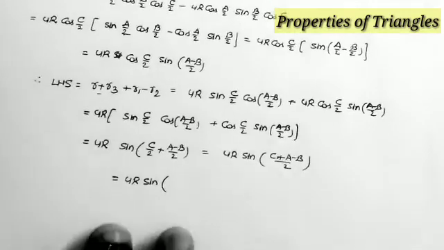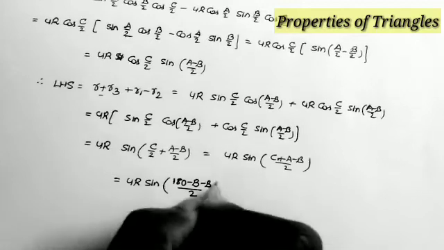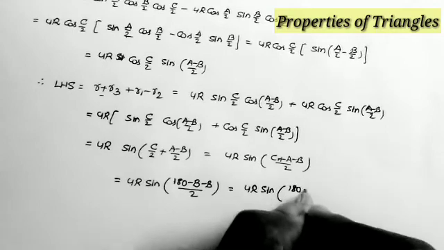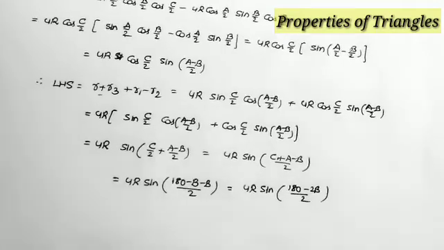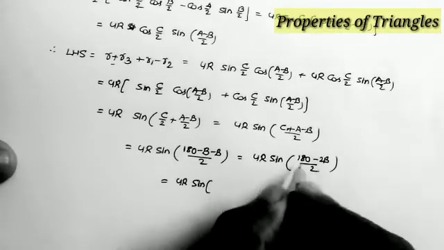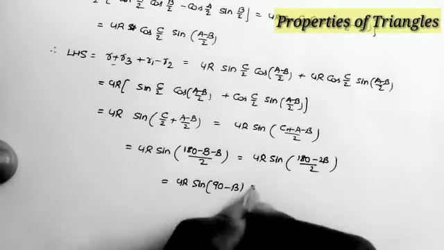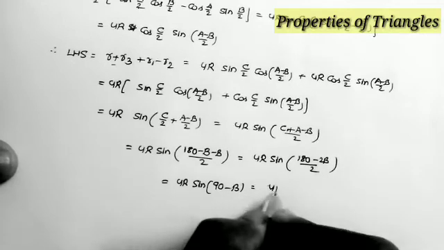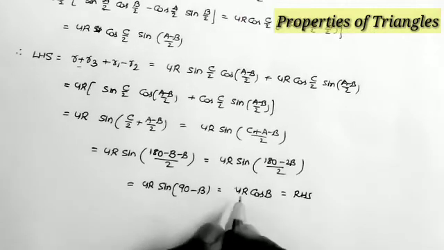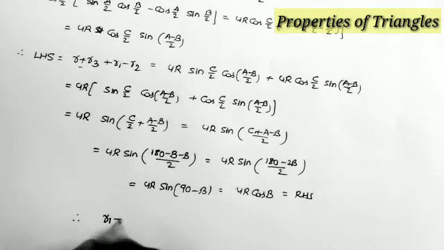What is C plus A? What is the A plus C formula? 180 minus B. 180 minus B by 2. That is 4R sin of 180 minus B, equal to 2B. And this is equal to 4R sin of 180 by 2, 180 by 2 is equal to 90, 2B by 2 is equal to B. So sin of 90 minus B is equal to cos B. Sin 90 minus theta is cos theta. Sin 90 minus B is cos B. And that is equal to RHS.